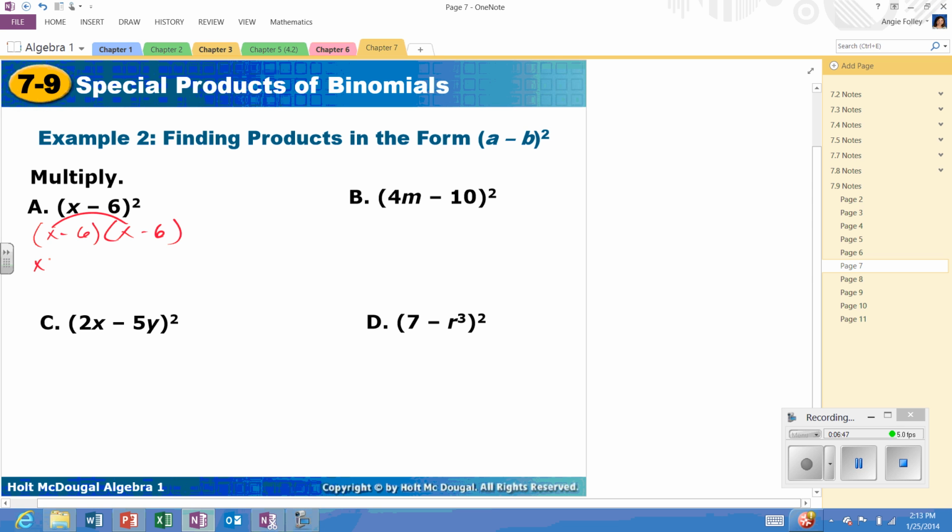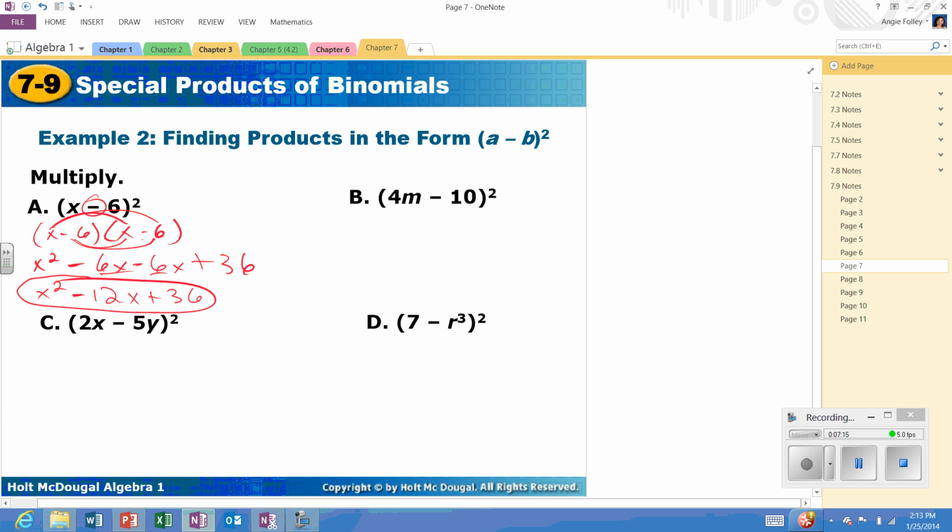So x times x is x squared. X times 6, it's a minus 6, so it's going to be minus 6x. Minus 6 times x is going to be another minus 6x, and then minus 6 times minus 6 is a positive 36. So make sure that last term is always a positive, even if this is a minus, because we're multiplying a minus by a minus. So we combine like terms, we have two negative 6's, so that becomes minus 12x plus 36, and you're done.